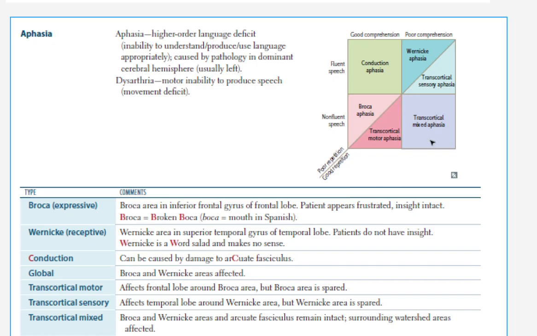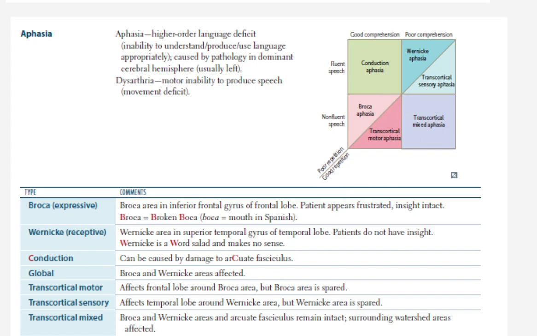This is the transcortical mixed aphasia. Right? Transcortical mixed aphasia is a watershed infarct. I told you the watershed areas, right? You should go back and look at the watershed areas. This is when two arteries are supplying a vulnerable area, where the blood supply is coming from two arteries, so it's vulnerable to ischemia, right? So a watershed infarct gives you a transcortical mixed aphasia.